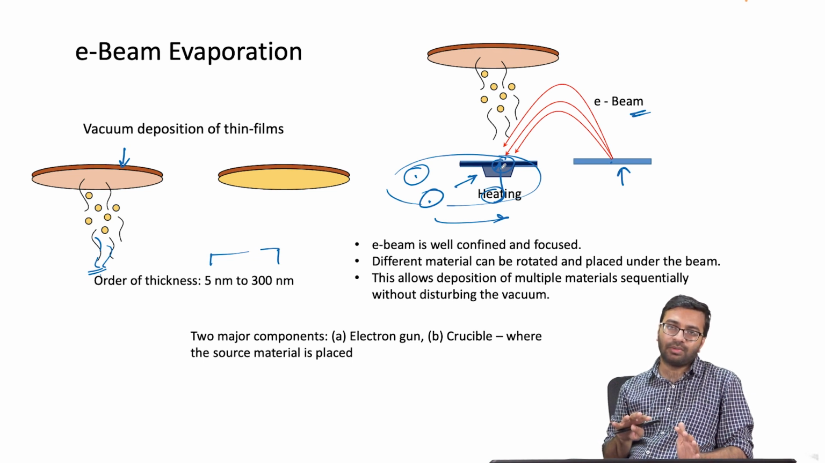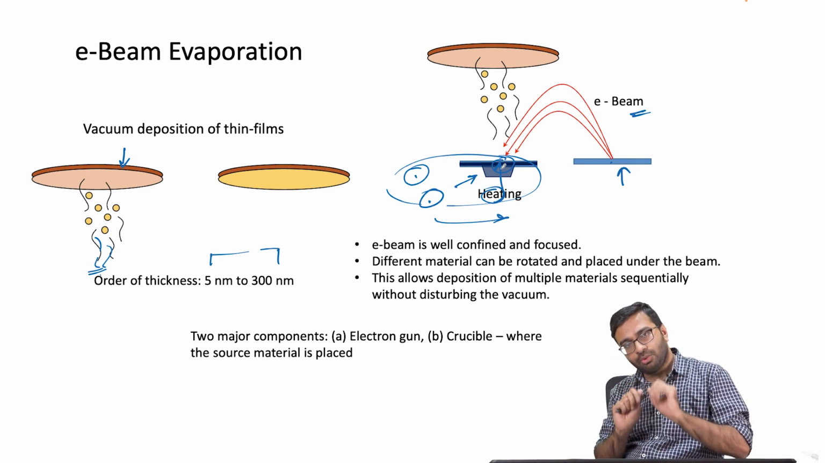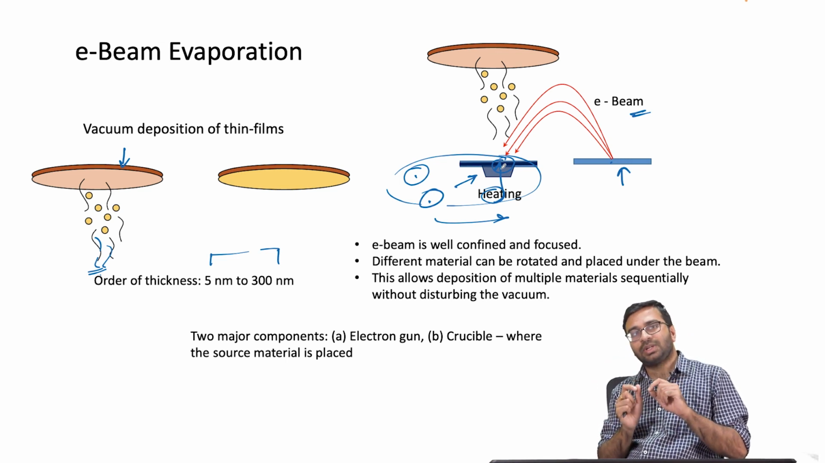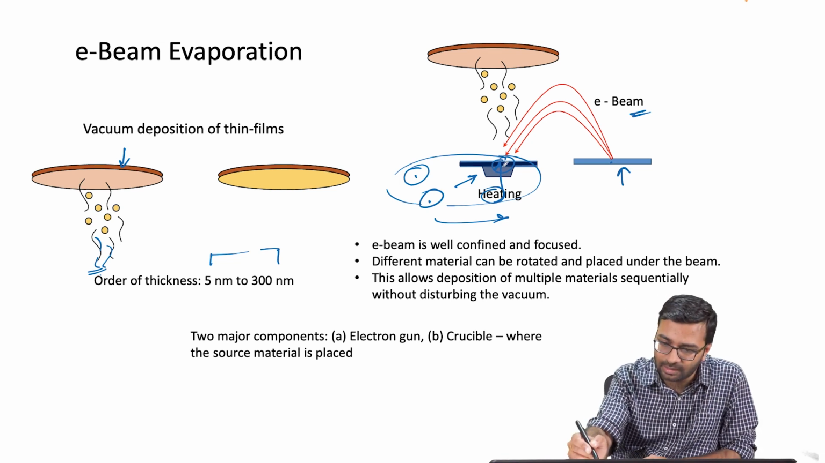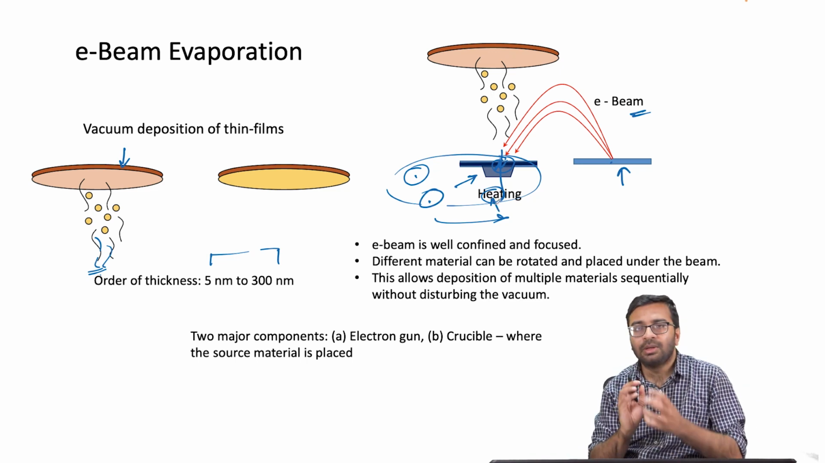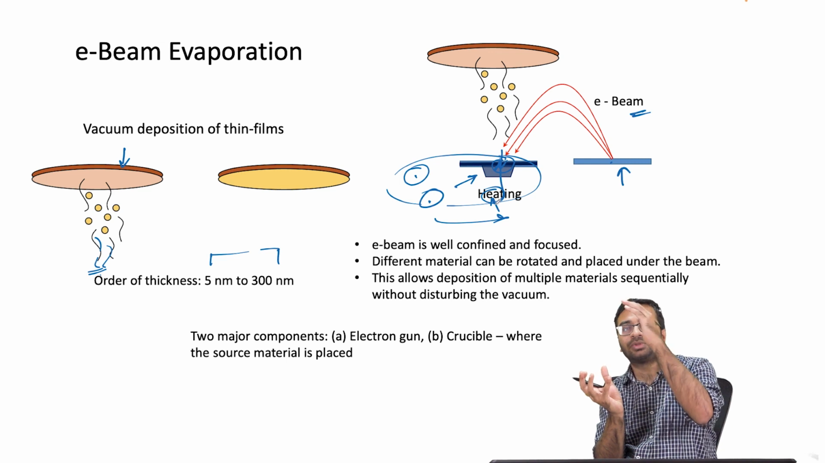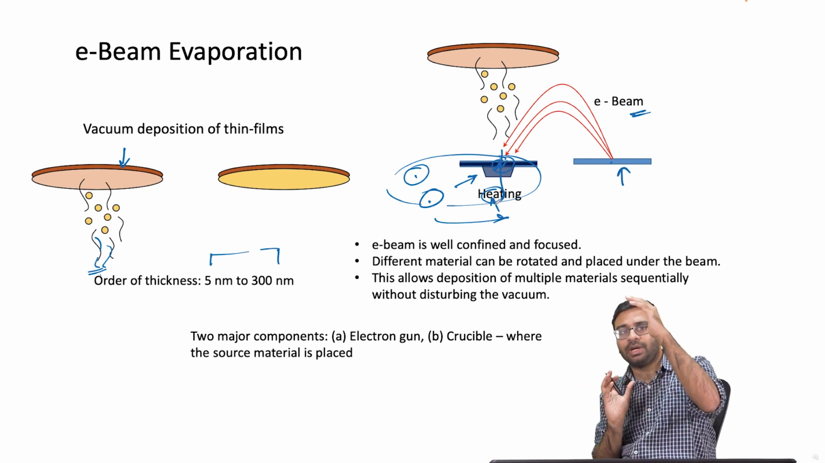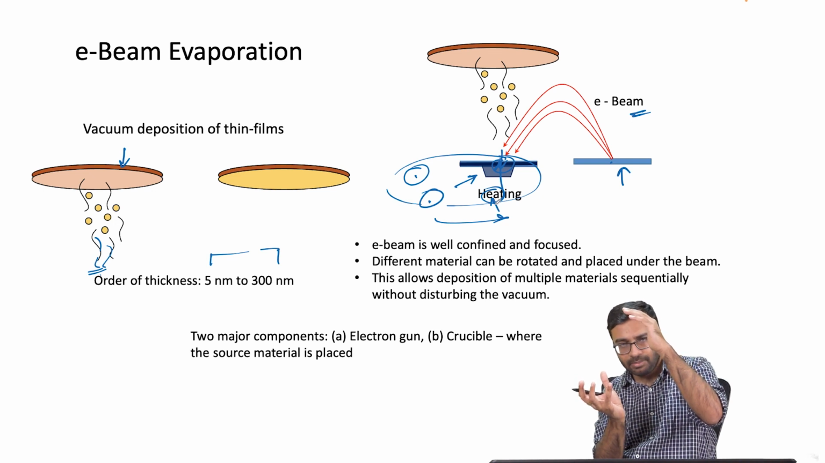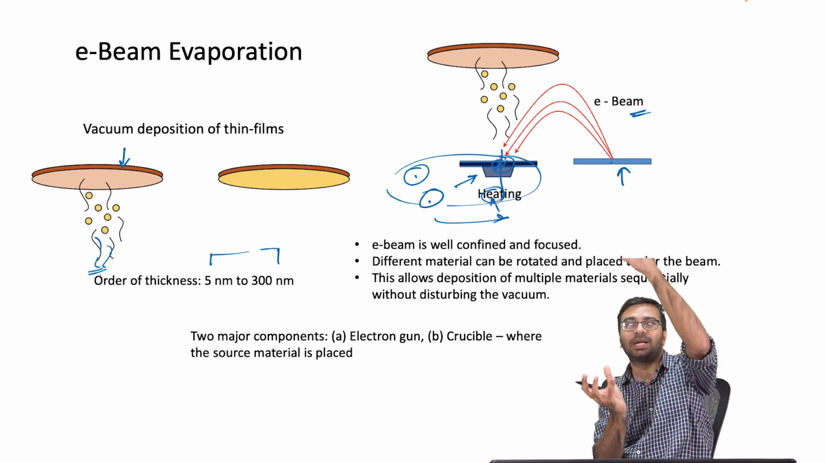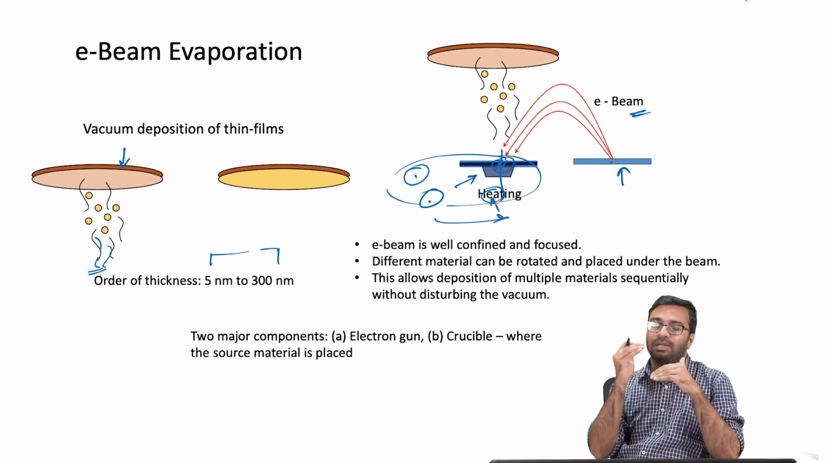So you don't need to disturb the vacuum. Once you have set all the system inside the vacuum chamber, you just externally make an arrangement where you can rotate the disc where source materials are kept, put that disc under the electron beam, material A will get deposited, then you rotate it, put the second material B beneath the electron beam, material B will get deposited. So you can deposit multiple materials one after another sequentially.